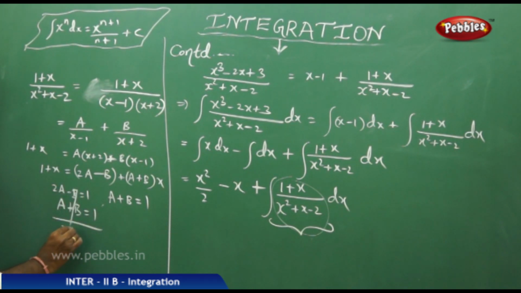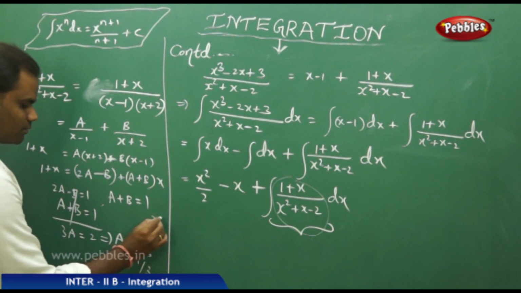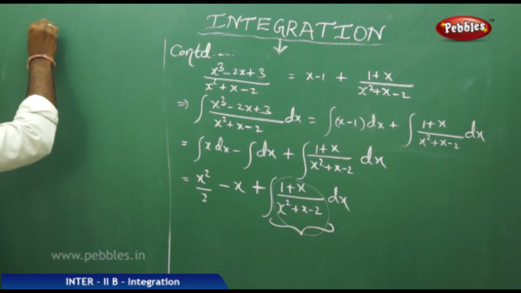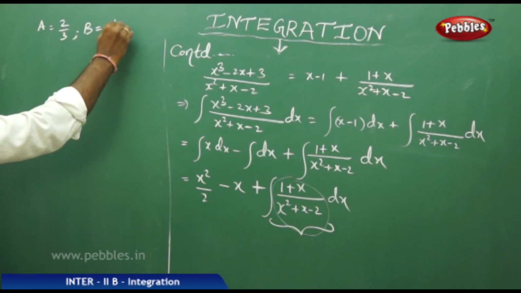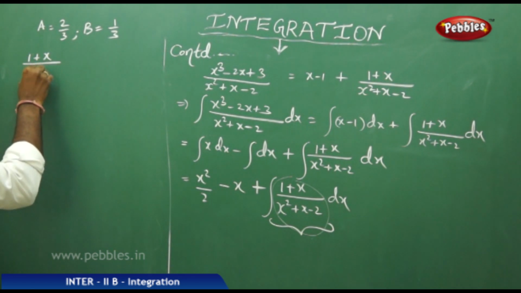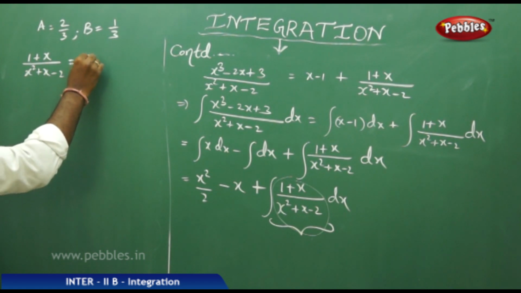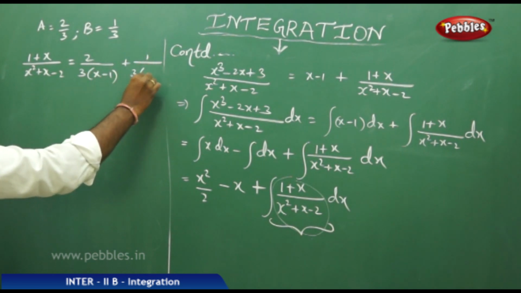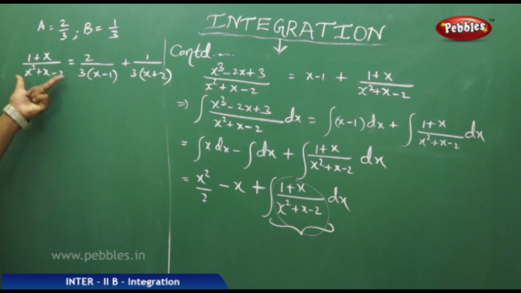we get 3a equals 2. That implies a is 2/3 and b will be 1 minus 2/3, which is 1/3, when I substitute a in one of the equations. So I got a and b, and hence my partial fraction. Therefore, substituting the values of a, which is 2 by 3, and b, which is 1 by 3, in the partial fraction, I get 1 plus x by x squared plus x minus 2 as a times 1 by x minus 1 plus b times 1 by x plus 2.